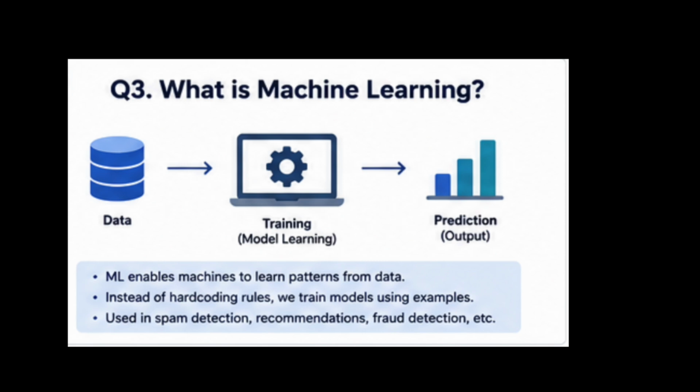What is machine learning? It is a technique where a computer learns patterns from historical data instead of being explicitly programmed. Imagine you are building a spam email detector. Instead of writing thousands of rules manually, you provide thousands of examples of spam and non spam emails. The model learns the patterns and predicts whether a new email is spam. The three main steps are collect data, train the model, and use the trained model to make predictions. That's why machine learning is often called data driven programming.